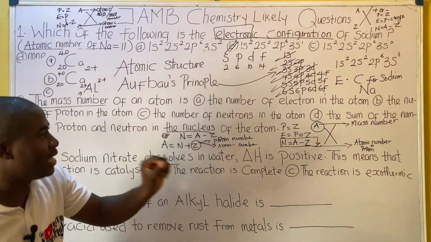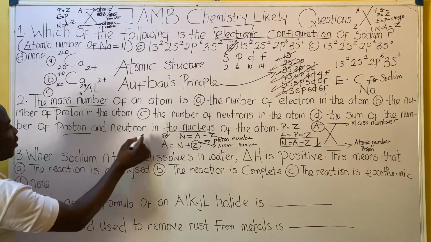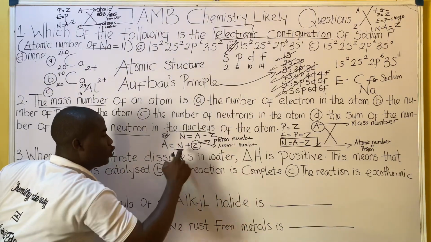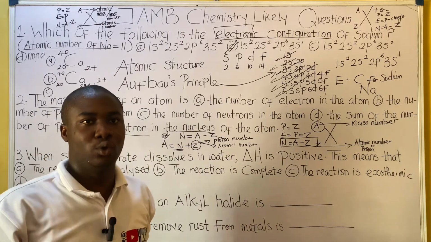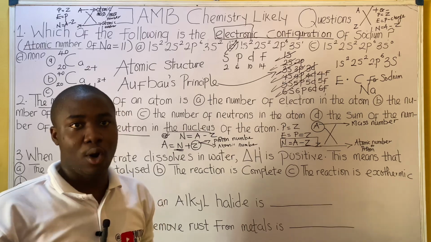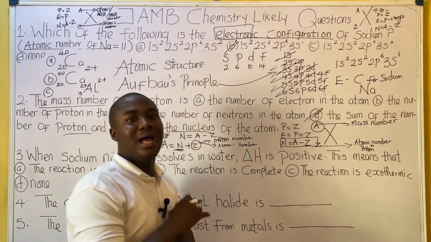So option D is now the sum of the number of protons and neutrons. We said that already. The sum of the number of protons and neutrons should be the mass number of an atom. So the answer to this question becomes option D. Okay, so option D is the answer to this question.